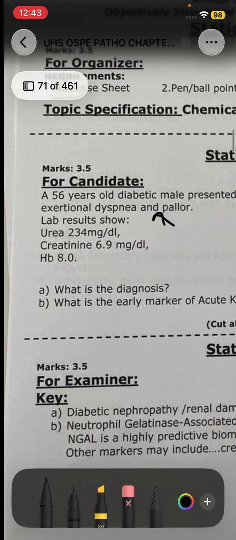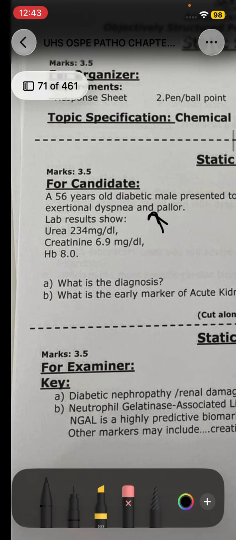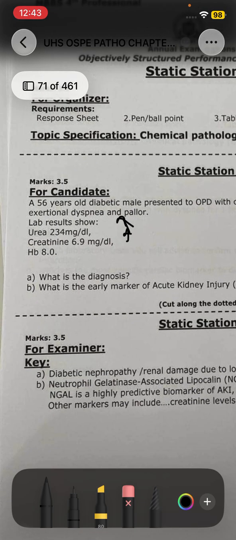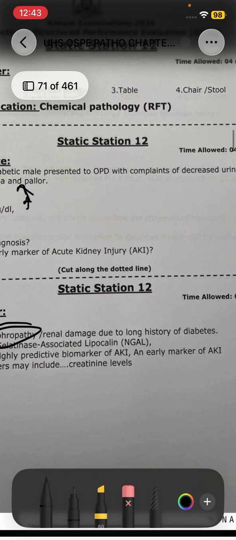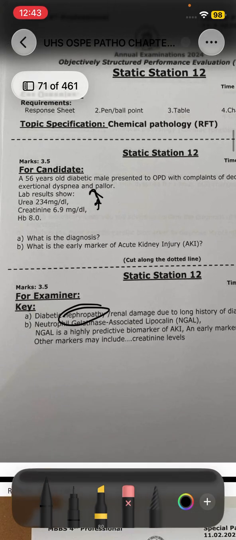The creatinine level is also high, and the hemoglobin is also high in the urine. So what is the diagnosis? The diagnosis is diabetic nephropathy, because there is renal damage due to the long history of diabetes.